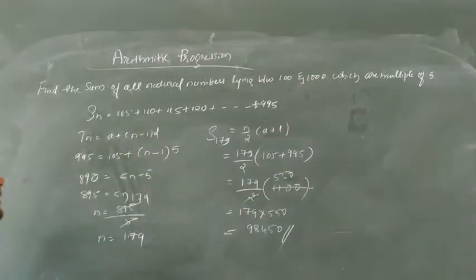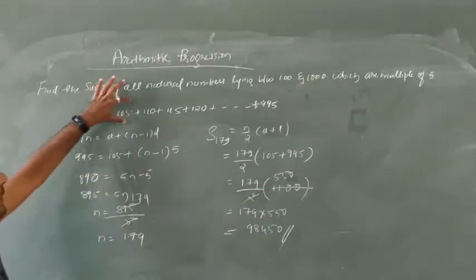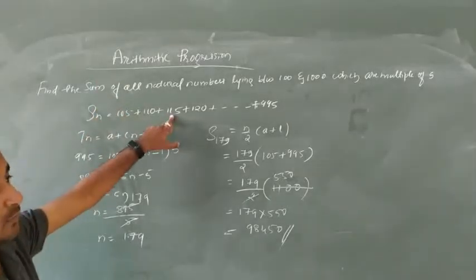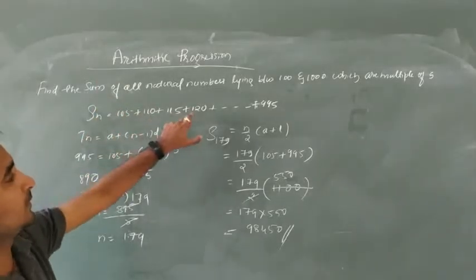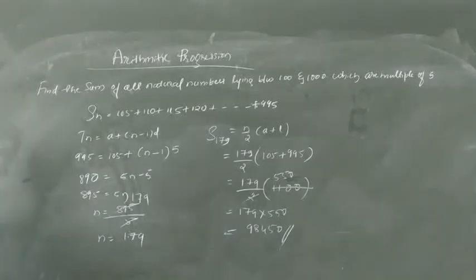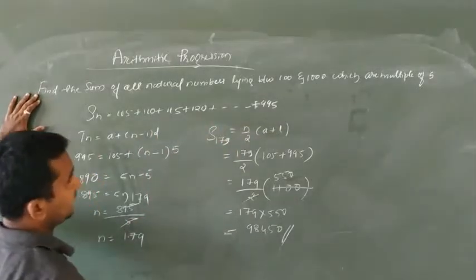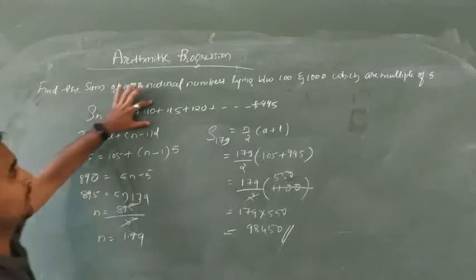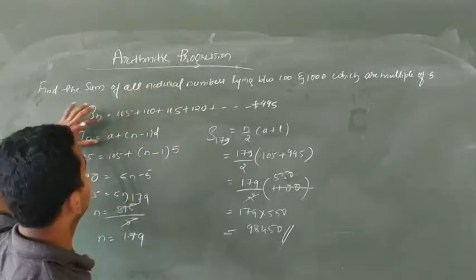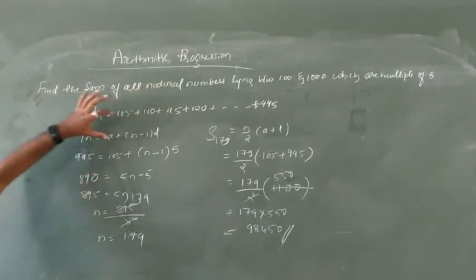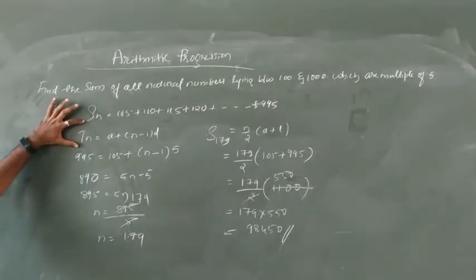So I will take Sn as the sum of all those numbers: 105, 110, and so on up to 995. First, we have to find out how many terms are being added here. So we have to find out how many elements we need to add, that is, the value of n, by using the nth element of an AP.